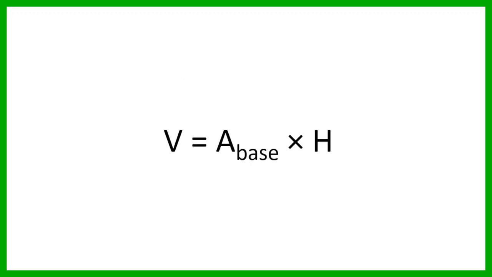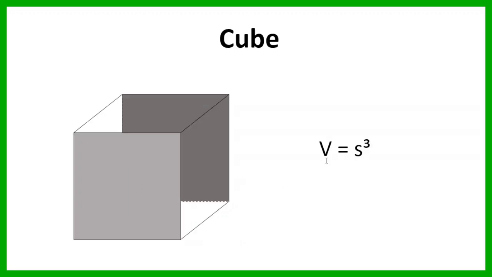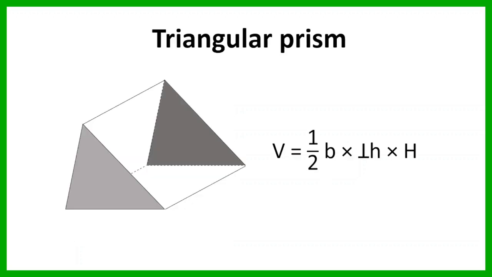And it's worked out by saying the volume is equal to the area of the base multiplied by the height. And just quickly reminding you, the volume of a rectangular prism or a cuboid is worked out by saying length times breadth times height, because the area of the base is length times breadth because it's a rectangle. The cube we work out by saying side cubed, because it's side squared times another side because the height is the same as the sides. And then the triangular prism is half base times perpendicular height for the area of the triangle, and then multiplied by the height of the prism to get the volume. Okay, so that's how we work out the volume of the prisms.